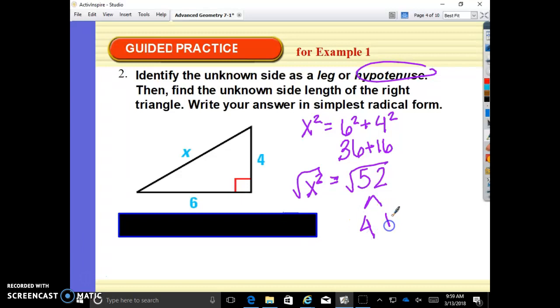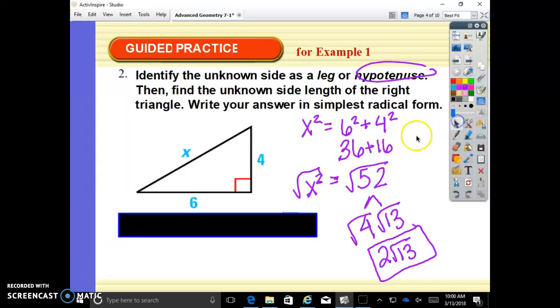4 times 13, because 4 goes into 5 once with 1 left over, and then 4 goes into 12 3 times. So 4 times 13. The square root of 4 is 2, so 2 rad 13. There are no perfect squares that go into 13, because 4 squared is 16, too big. 9 does not go in there. 4 does not go in there. We're just done. 13 is prime. Nothing's going to be a perfect square. It's prime. It's only divisible by 1 and itself.